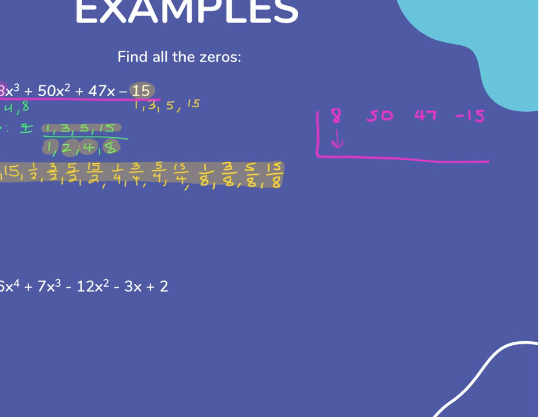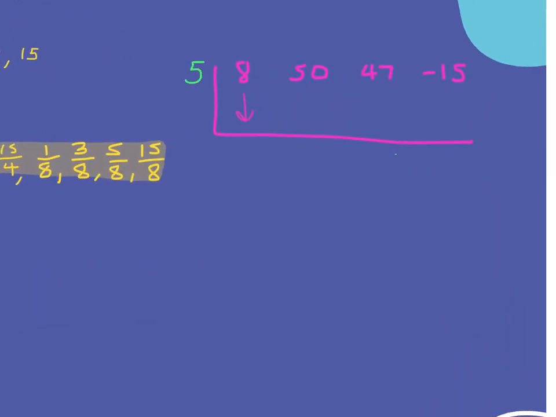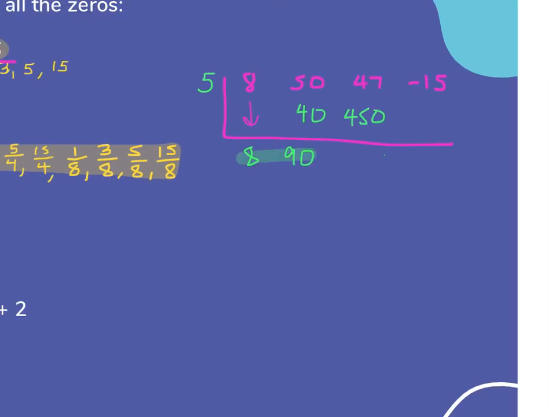So now I can go, what's the next one? So cross through the 3 and go to 5. Bring down the 8. 40, 90, 450. All right, way too big. So I go to negative. And there's the first one that worked.